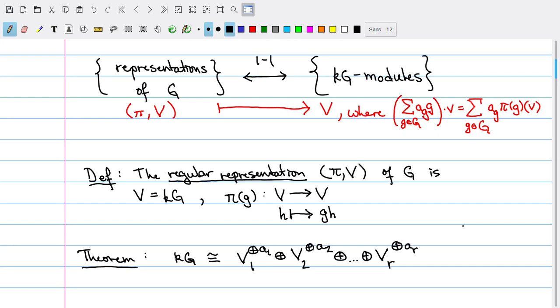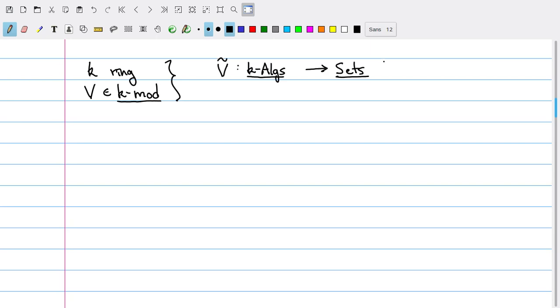So this, at least, is the very beginning of representation theory for finite groups, and we'd like to find an appropriate analog in the setting of affine group schemes. To start out, let's let K be an arbitrary ring, so it no longer necessarily needs to be a field, and let's let V be a K module. Then I can define a functor, which I'll call V twiddle, from the category of K algebras to the category of sets. This takes a K algebra R to the associated extension of scalars of V.